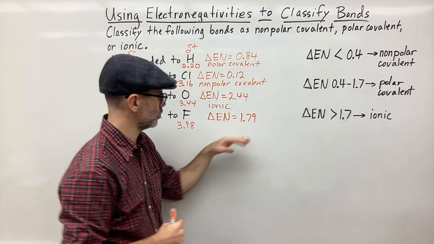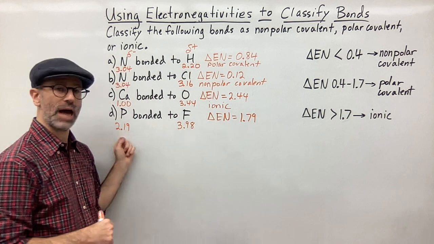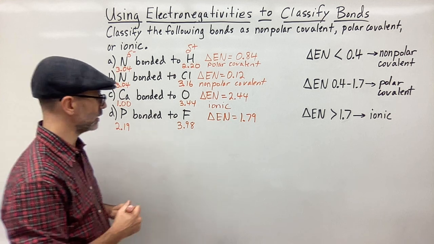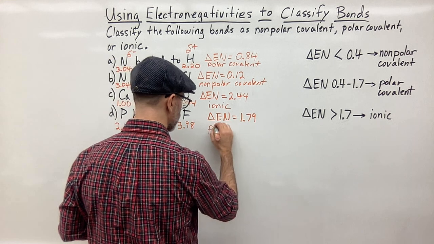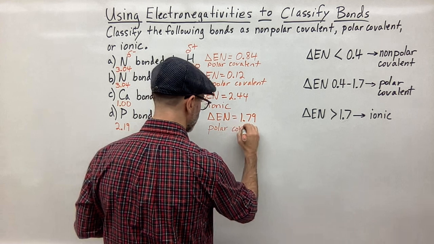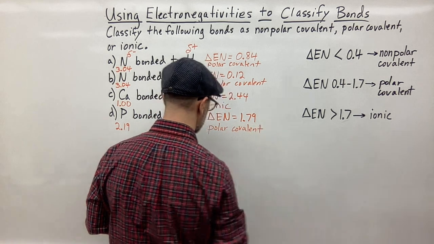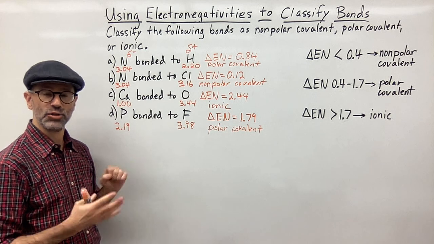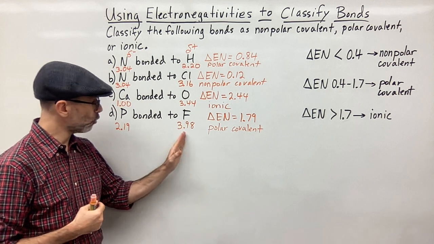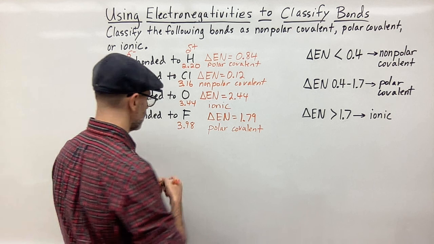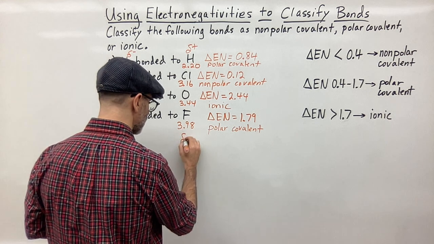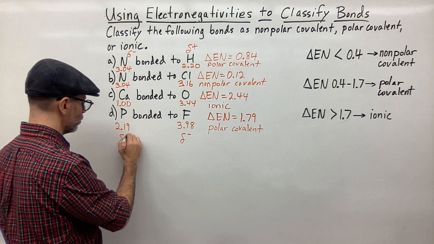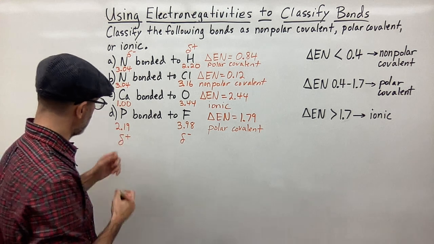So we might expect this to be ionic, but it is two nonmetals. So instead of ionic, we will opt for a polar covalent bond. And so we can apply the partial negative, partial positive. The fluorine is the more electronegative atom, so that's going to be the delta negative or partial negative charge. And then the phosphorus will have a partial positive or delta positive there.